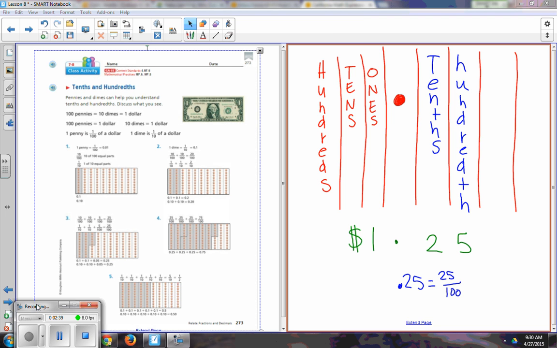Dimes, 100 pennies equals, you told me already, 10 dimes, which equals how many dollars? $1. 100 pennies equals $1. 10 dimes equals $1. 1 penny is 1/100th of a dollar. Thumbs up if you agree. 1 penny is 1/100th of a dollar. Okay? 1 dime is 1/10th of a dollar. Thumbs up if you agree.